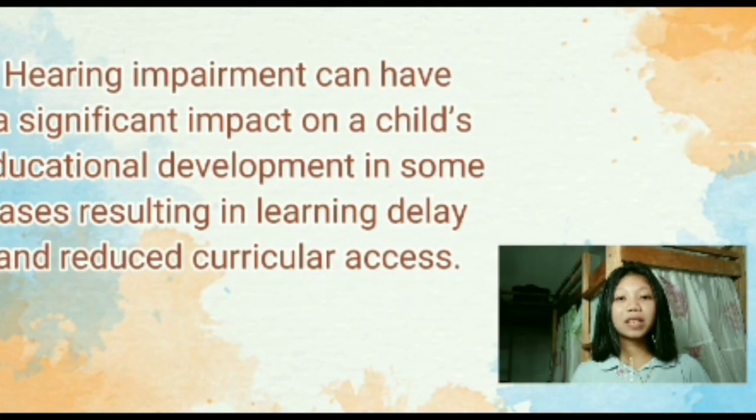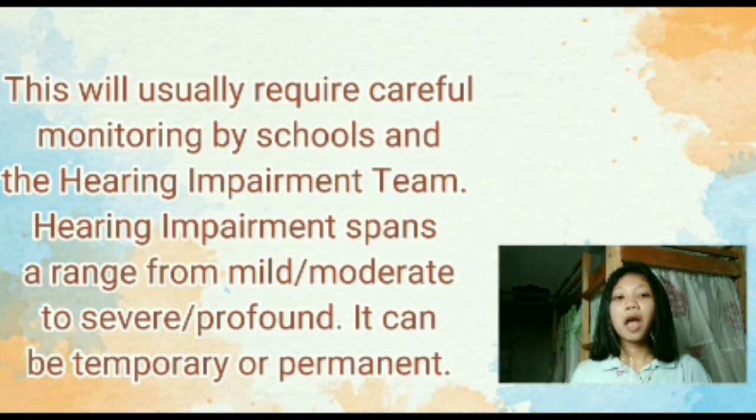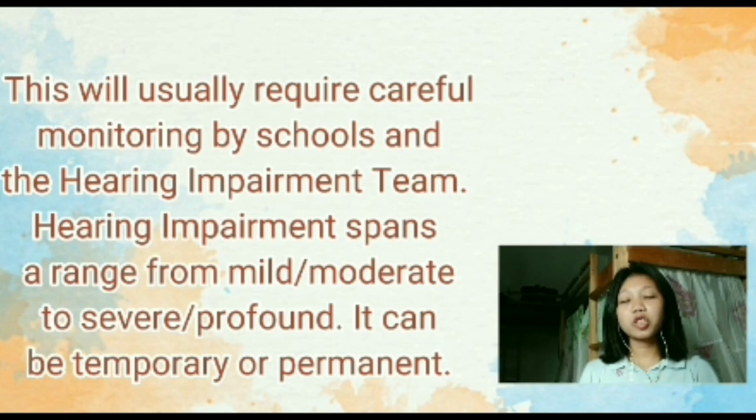Hearing impairment can have a significant impact on a child's educational development, in some cases resulting in learning delay or reduced curricular access. This will usually require careful monitoring by schools and the hearing impairment team. Hearing impairment ranges from mild and moderate to severe and profound. It can be temporary or permanent. Most students with hearing impairment will have been diagnosed at the preschool stage and will have accessed some level of support from the hearing impairment team and health colleagues.